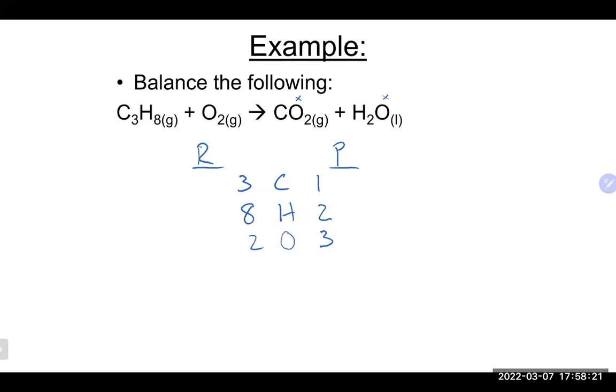At this point, we really don't have too much balance. So probably the easiest thing to start with would be the carbon. We've got 3 on the left and only 1 on the right.